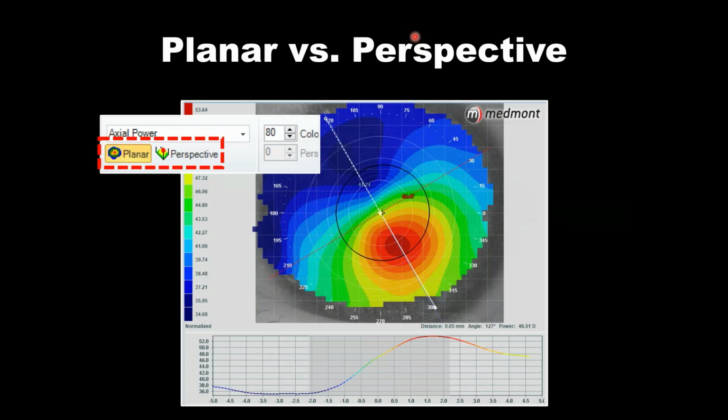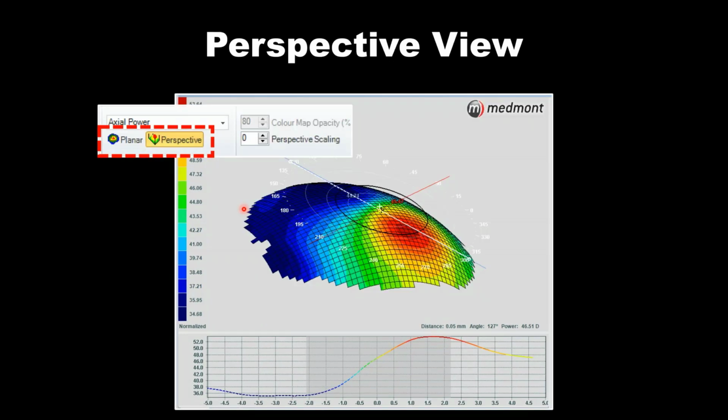Now, one of the tools that I know practitioners do not use very often, and I have to admit I don't use it a great deal, but it does have value for specific patients, is the planar versus perspective option. We generally would have our topographies as a planar, a two-dimensional image. But the perspective view gives us an enhanced understanding, more like a 3D perspective. When you click on display and then perspective, you get this view that looks something like this.